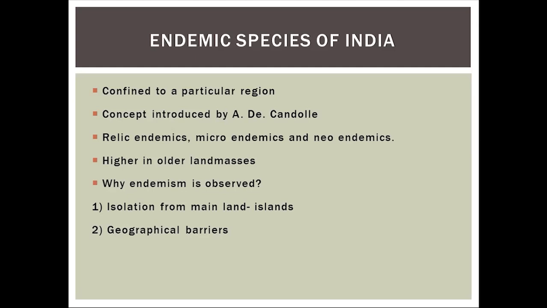Now, the endemism in the Indian subcontinent is about 30%. It is very high. That is why India is one of the biodiversity hotspots. There are regions which are known as biodiversity hotspots. The endemism of species is very high.